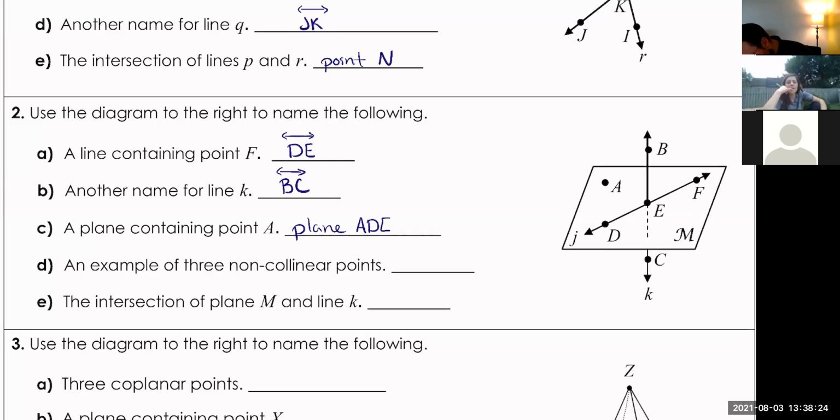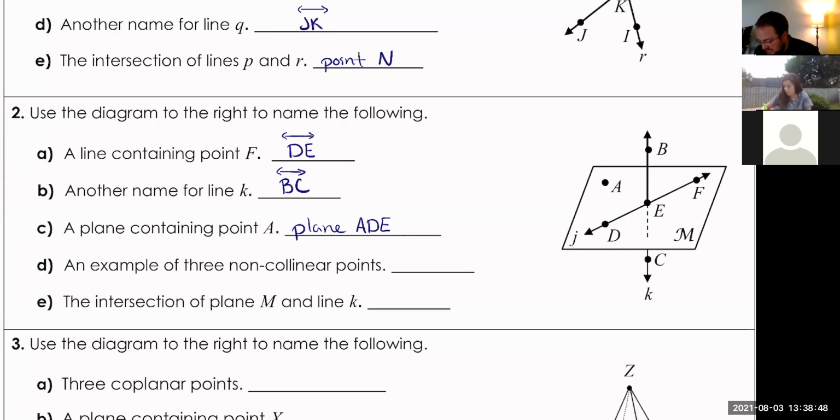Good job remembering that in order to name a plane, you need at least 3 points, 3 non-collinear points. It's kind of hiding in there, but you could have also named it plane M, kind of sitting there on the corner of that plane. Couple options there. What would be an example of 3 non-collinear points?